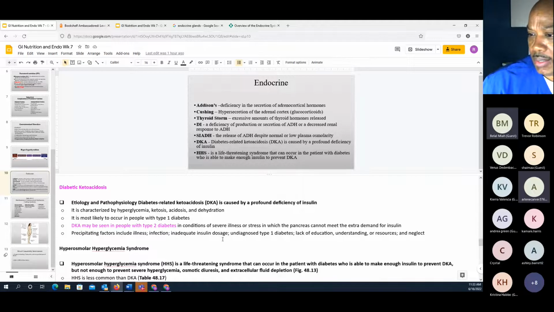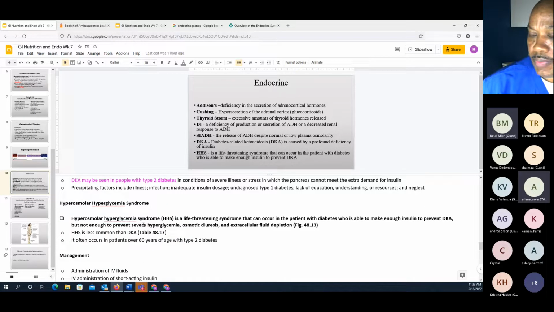Let's see. DKA may be seen in type 2 diabetes and conditions of severe illness or stress. And I just said that, which the pancreas cannot meet the extra demand for insulin. Precipitating factors include illness, infection, inadequate insulin dosage, undiagnosed type 1 diabetes, lack of education, understanding, and resources. So just take a look at that. With the HHS, of course, it often occurs in patients over the age of 60 with type 2 diabetes, mostly, but it can be in the other.